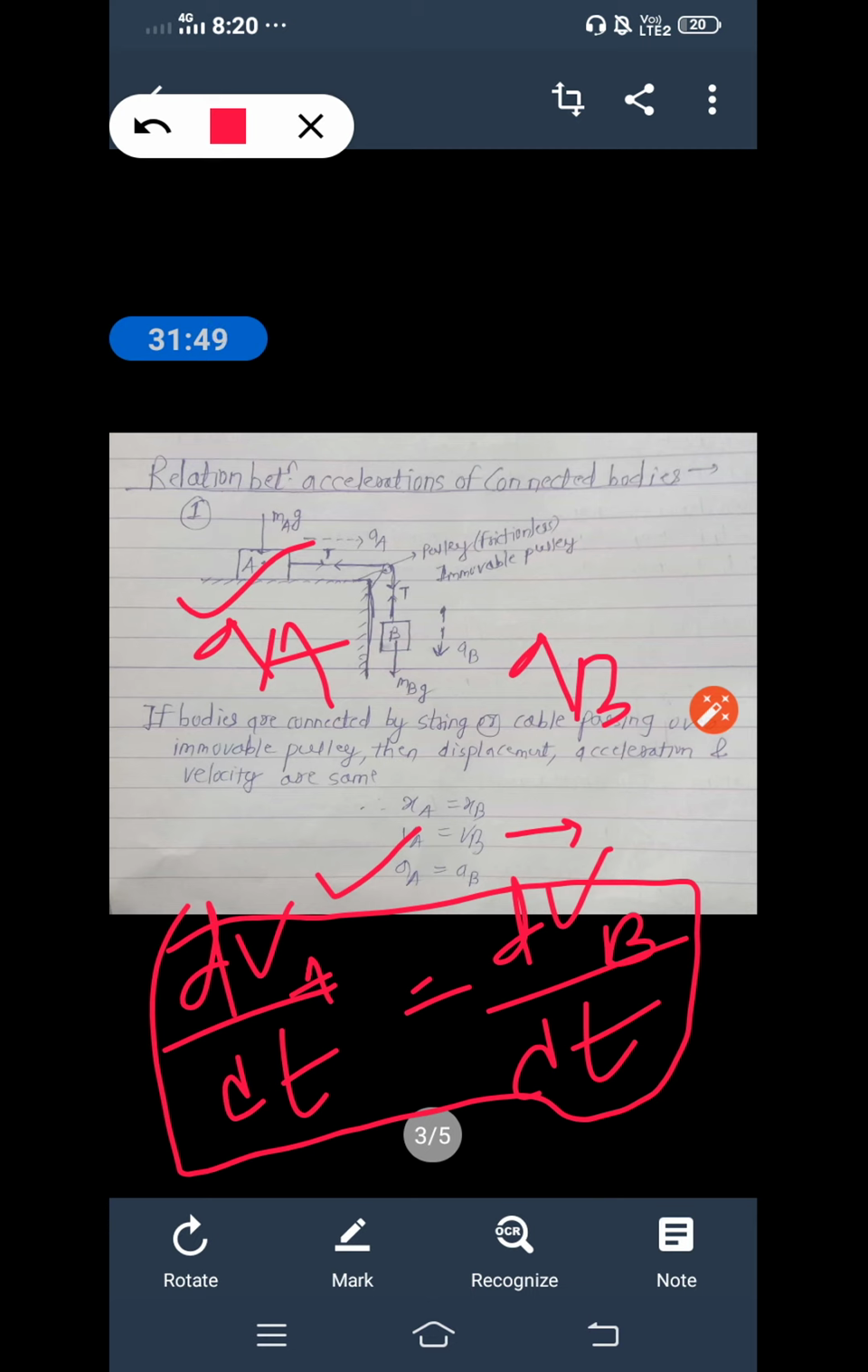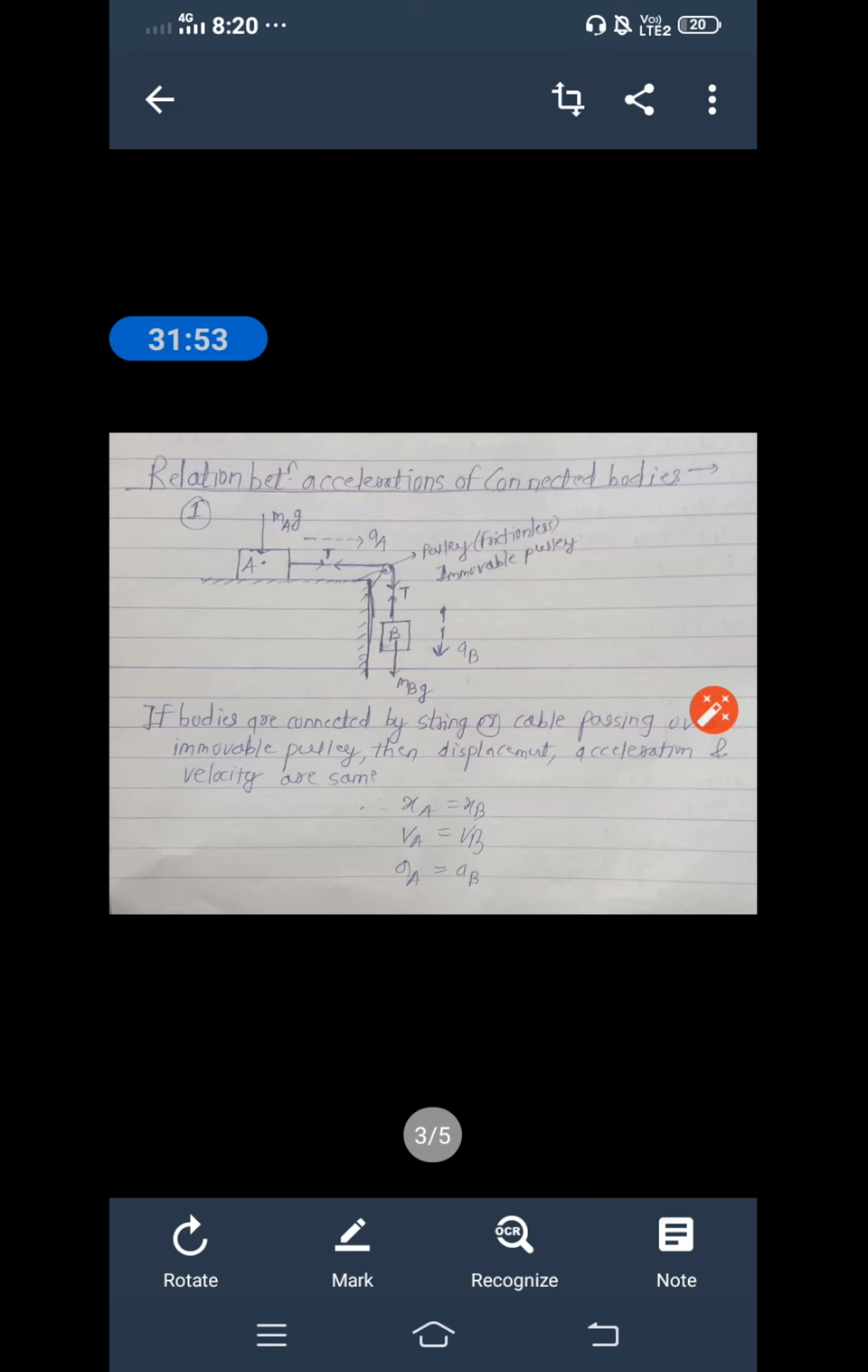So this is a very important relation, and remember, many times these relations may be helpful when solving objective type questions. Because in an objective question everything is given: your block A is connected to the string and this string is connected to block B. Also, in the question they mention your pulley is frictionless and immovable.